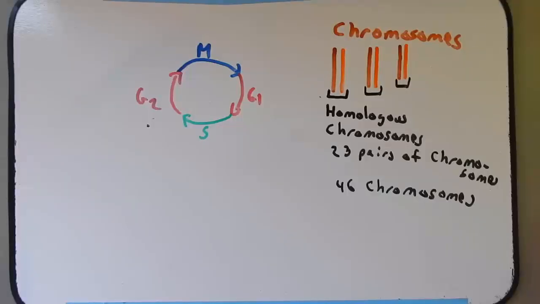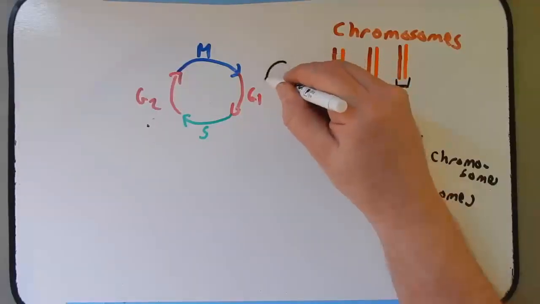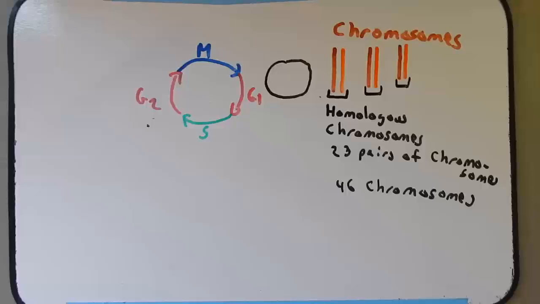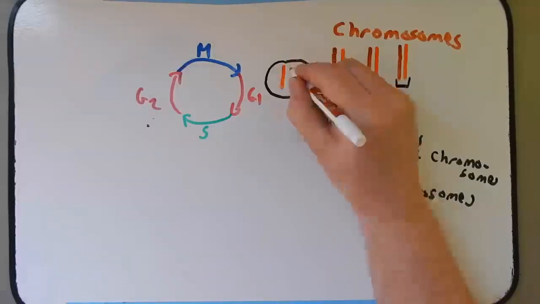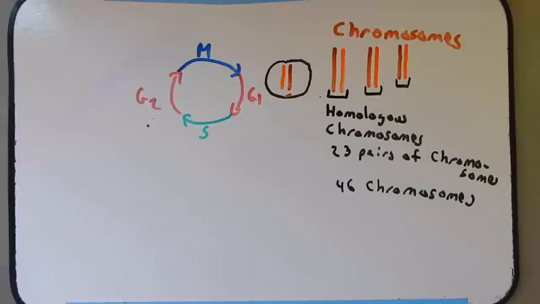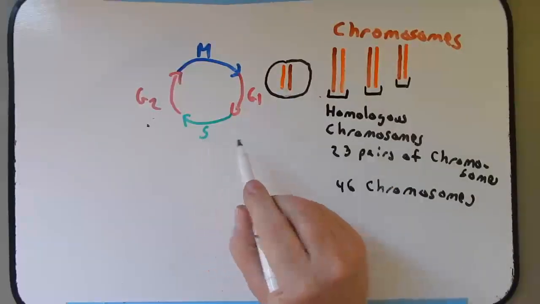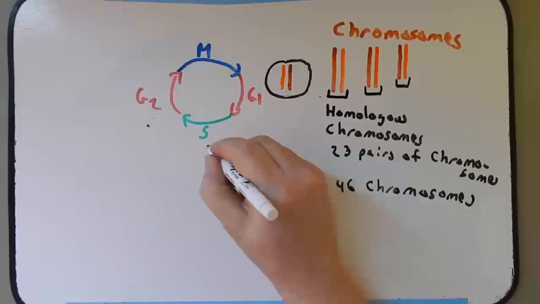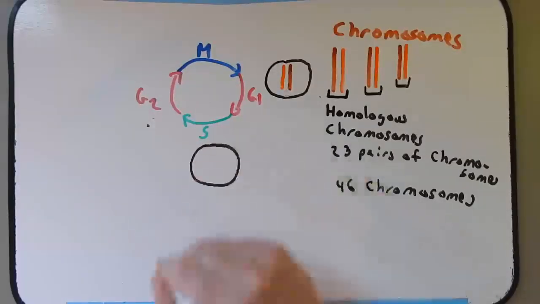Now as we talk about the chromosomes going through the cell cycle and getting segregated, we're only going to talk about one chromosome in a cell. So if I draw a cell here, I'm only going to draw this one pair of chromosomes, this one homologous pair of chromosomes. Now in G1, before they go to S, the cell gets a little bit bigger. So in S, I'm going to draw the cell a little bit bigger.